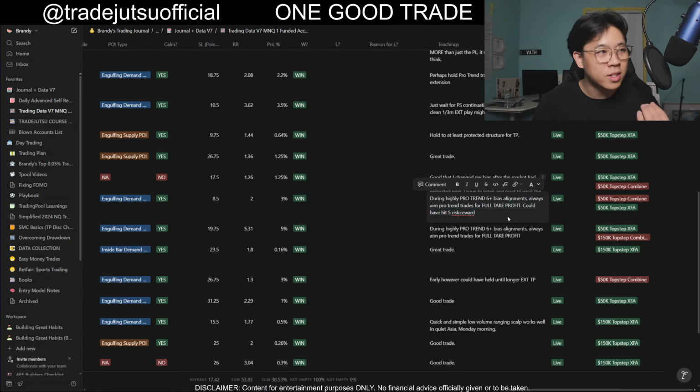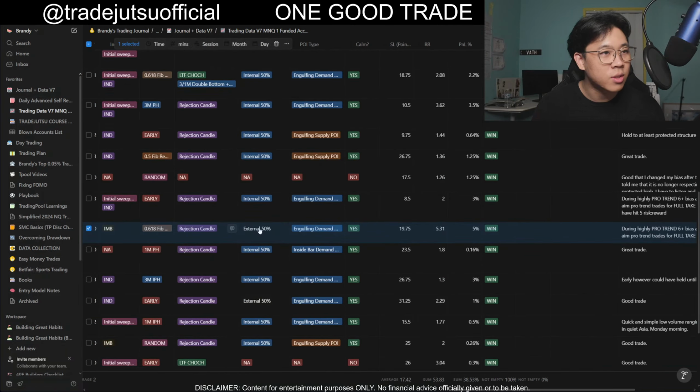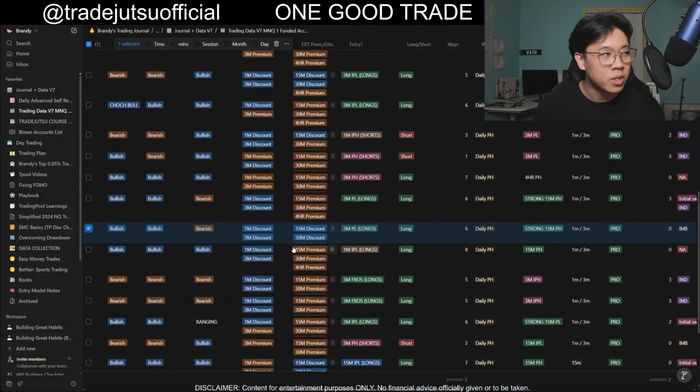Look at that. This is my gold here. Chef's kiss. Look at this. The risk to rewards here are sitting at 3.62, 1.26, 2, 5.31. Okay, let's have a look at that one, chat. That is crazy. 5.31 risk to reward. Let's actually have a look at it.